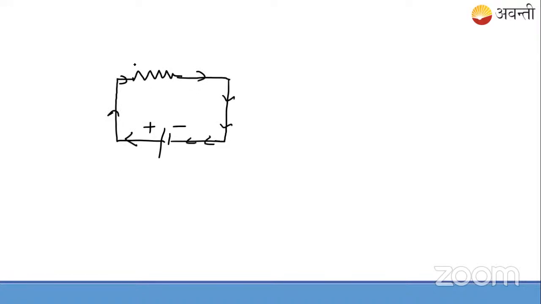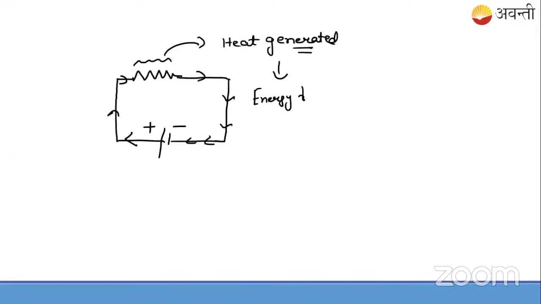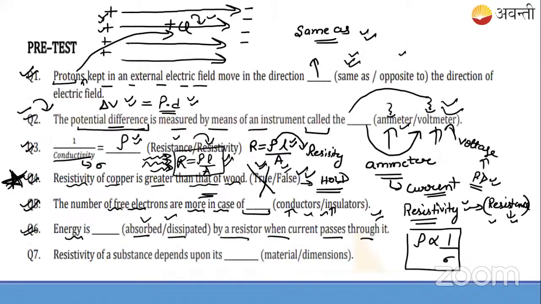Right? So what is going to happen? We know this thing. The problems that are asked are like this: find the heat generated in the resistor when the current passes through it. What does heat generated mean? If heat is being generated, it means energy has converted itself into some other form. So we'll say the energy is dissipated. The energy is dissipated, okay? It's not absorbed, it's dissipated.